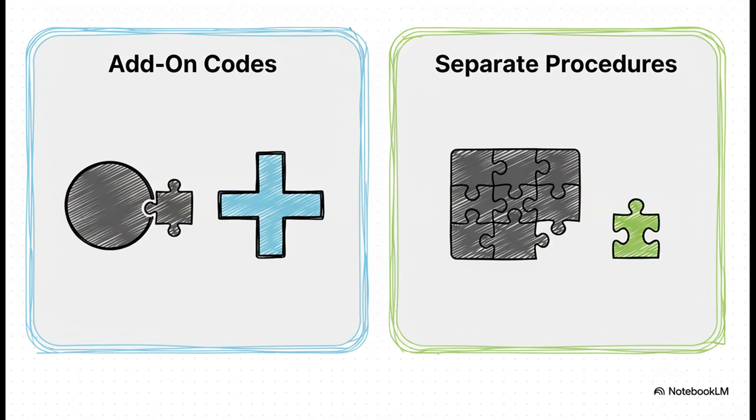An add-on code is for something extra that's done with a main service. A separate procedure, on the other hand, is for something that's normally part of a bigger service, but this time it was done all on its own. Let's break that down a bit more.